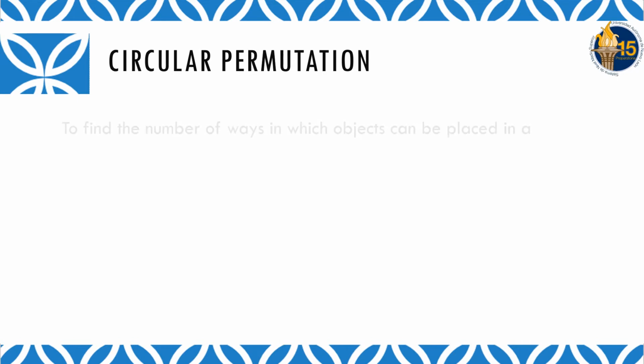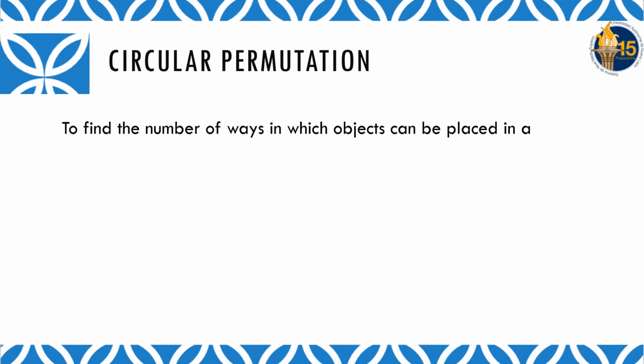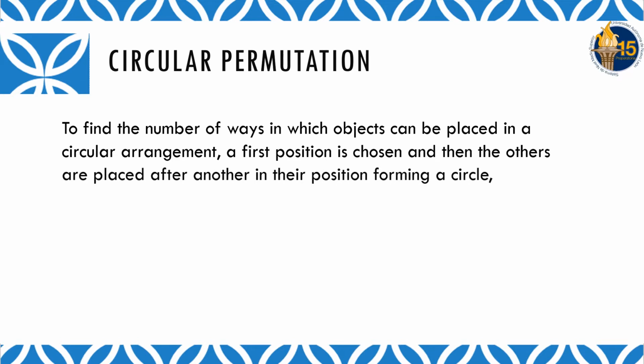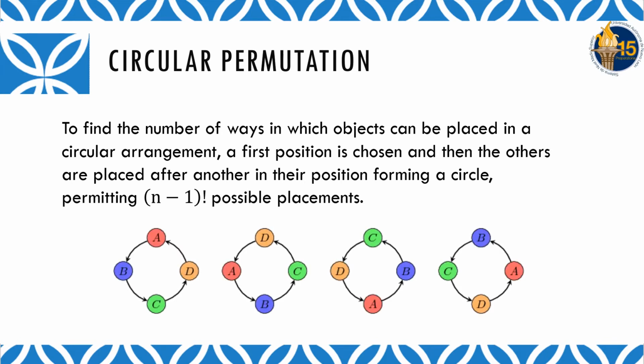Circular permutation. To find the number of ways in which objects can be placed in a circular arrangement, a first position is chosen, and then the others are placed one after another in their position forming a circle, permitting n minus 1 factorial possible placements.